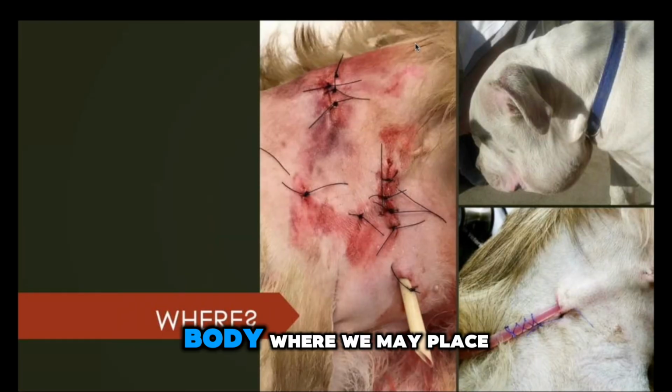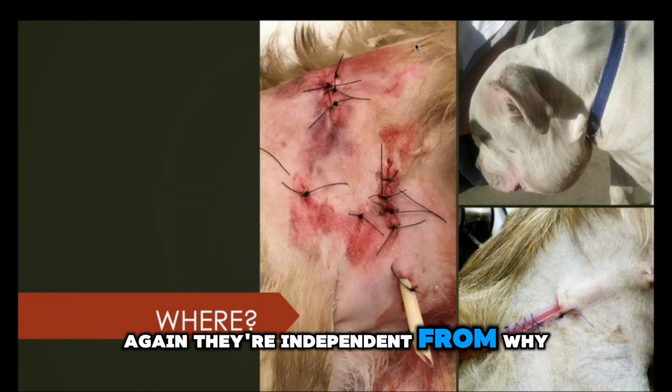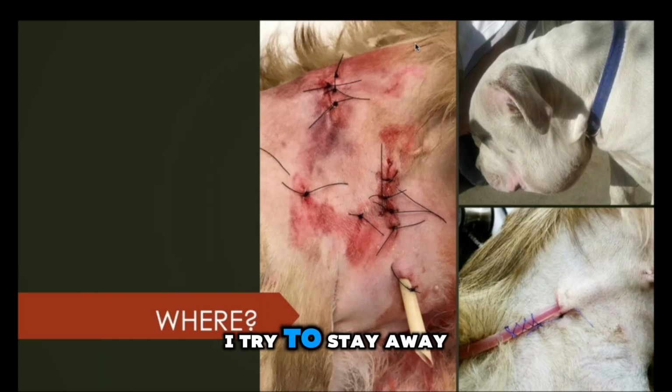So the different parts of the body where we may place a drain, I think in general, again, they're independent from why we're using it. I try to stay away from using drains on the limb because we usually don't have to. Again, bandaging techniques, if it's on an area of the limb that's readily bandaged with a compression wrap, I'd much rather use that than placing any type of drain.